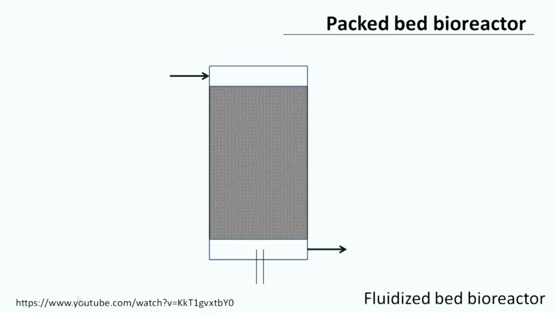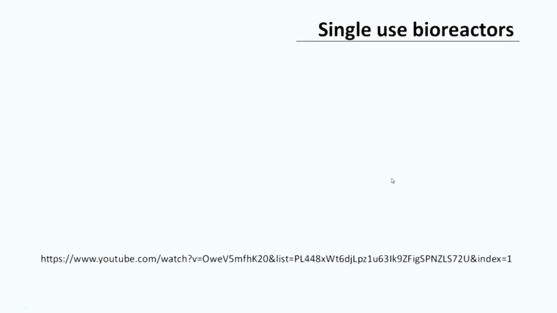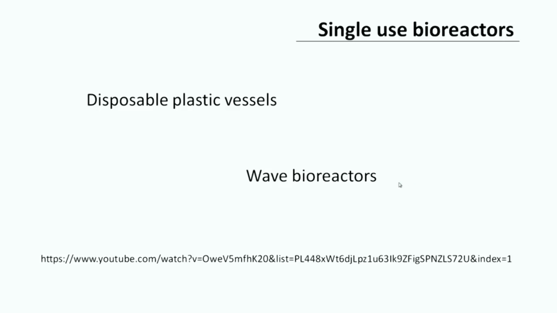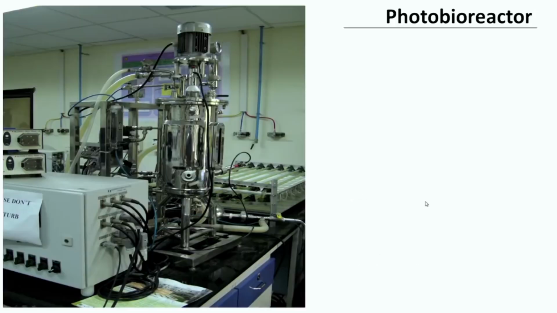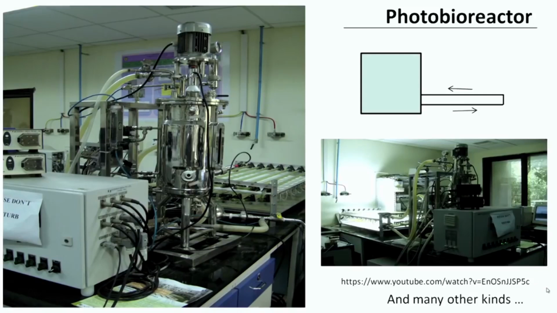There was a video which led you to some detail on the fluidized bed bioreactor, and then solid state bioreactors, single use bioreactors that are helpful in meeting the stringent regulatory procedures for the production of any biological material. Then also a photobioreactor that is typically used with microalgae and other photosynthetic organisms. We said there are many other kinds of reactors, these are the typical ones, there could be other kinds too.